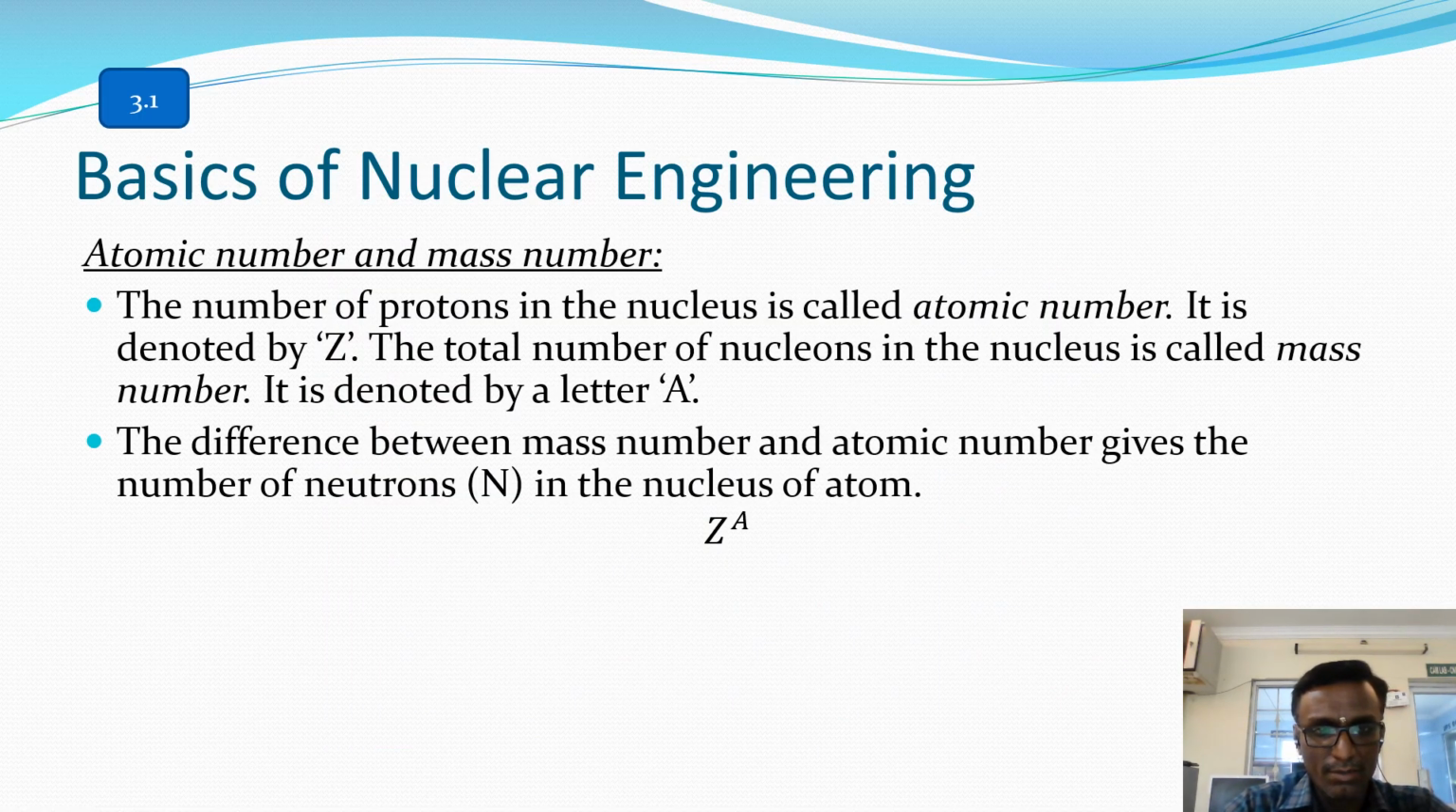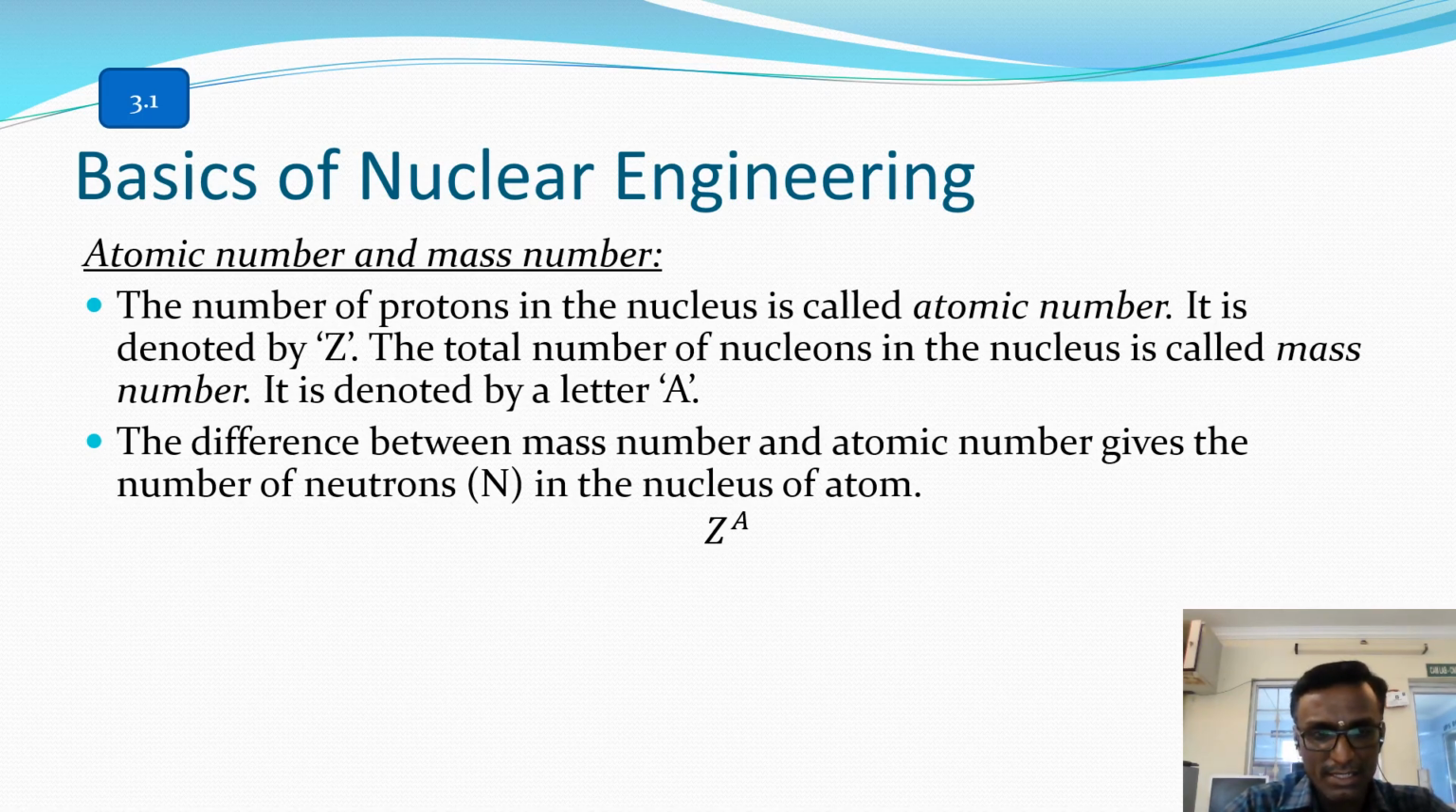So as you can see here, the atomic number and the mass number. What is the representation for the atomic number? The number of protons present in the nucleus is called the atomic number. It is denoted by capital Z. The total number of nucleons in the nucleus is called the mass number.